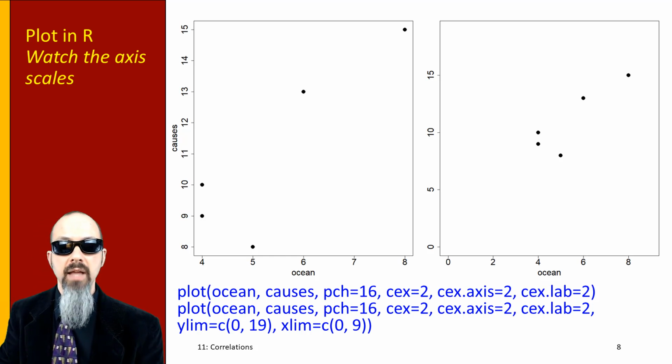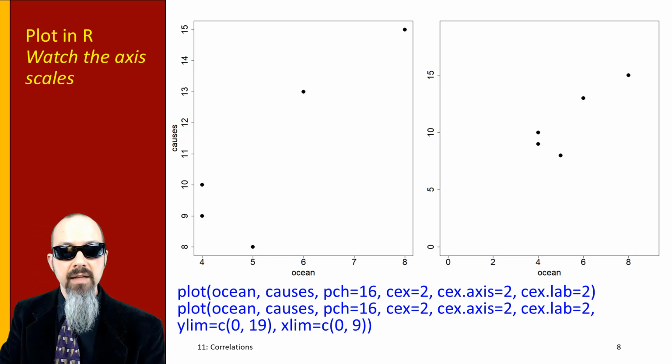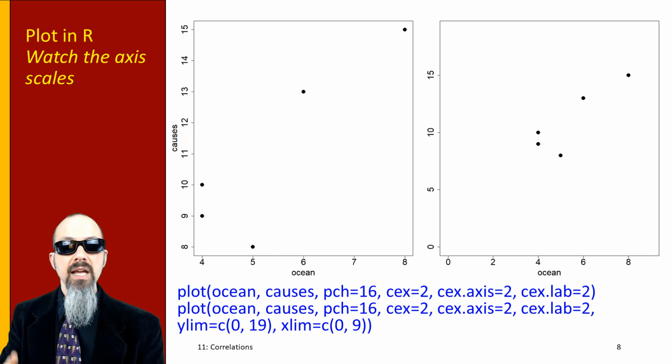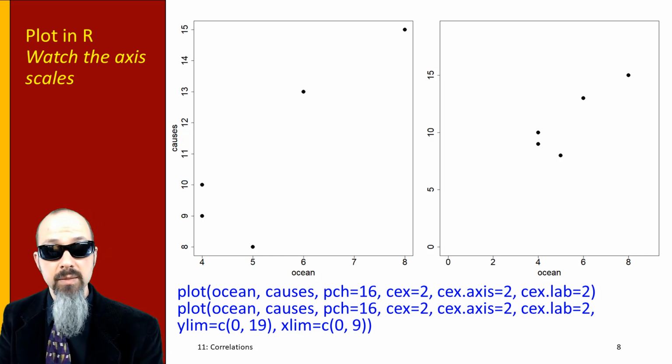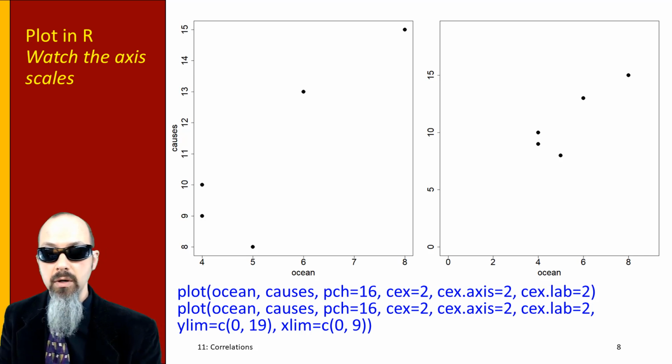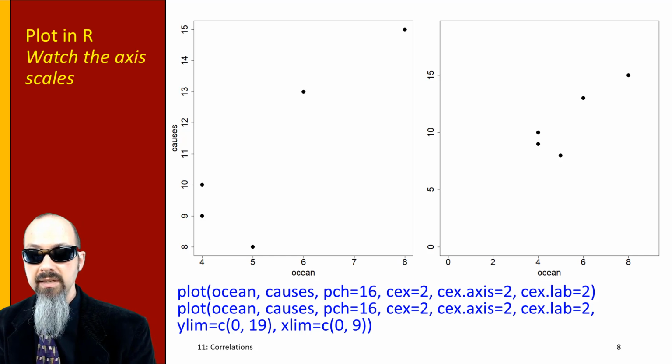Now in the one on the left, we just did a baseline plot. I have some extra options in there with the CEX and whatnot. Those are just to adjust some of the font sizings on things, so when I put these into the slides, it's a little more visually accessible for you. And we see that on the x-axis, it starts at 4 and goes to 8, and on the y-axis, it starts at 8 and goes upwards of 15.